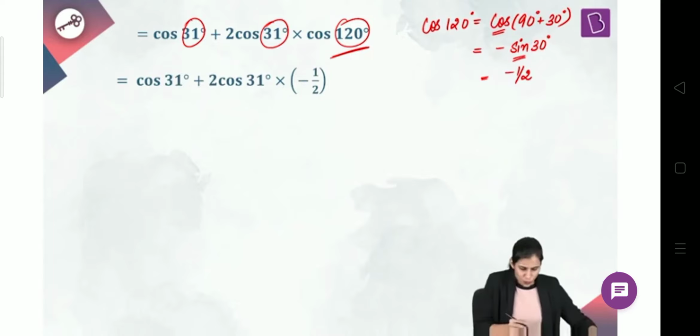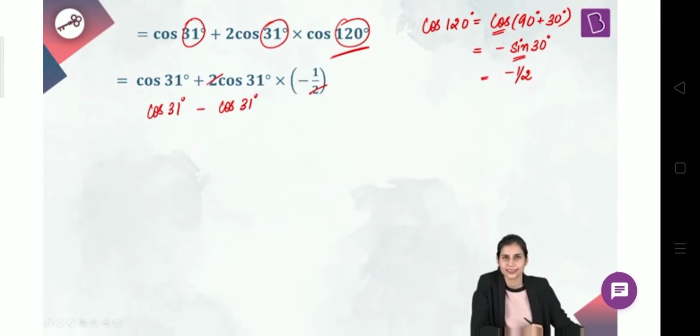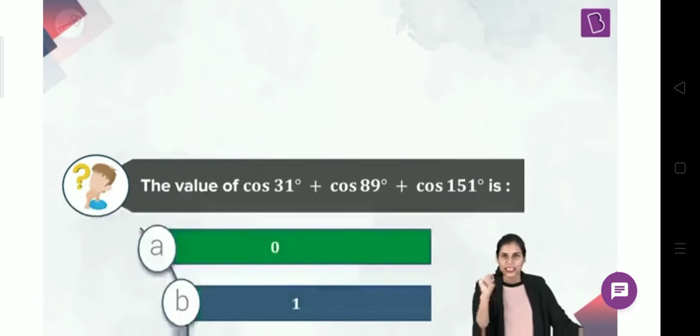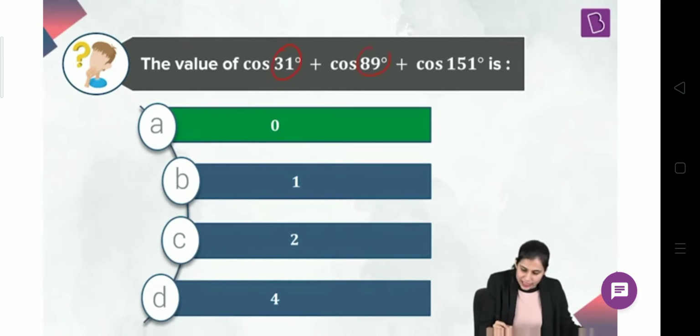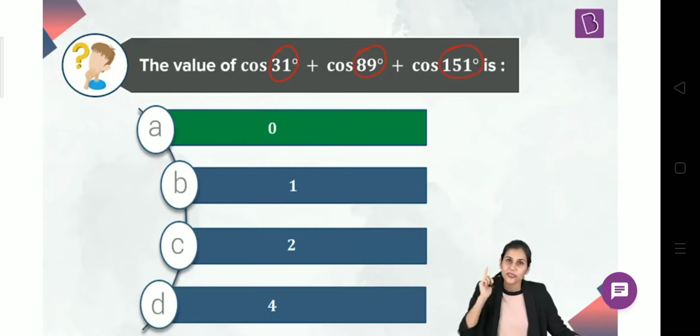What next? Well, this becomes cos 31 minus 2 upon 2 cos 31. What is this? Obviously 0. So, the expression which was looking pretty scary to us, whose value we had to evaluate, is coming out to be 0. See, straight away these three angles are not at all familiar to us. We can't directly compute their values. And that is where the cosine ratio of the sum of two angles and difference of two angles comes into the picture to help us get to the answer.